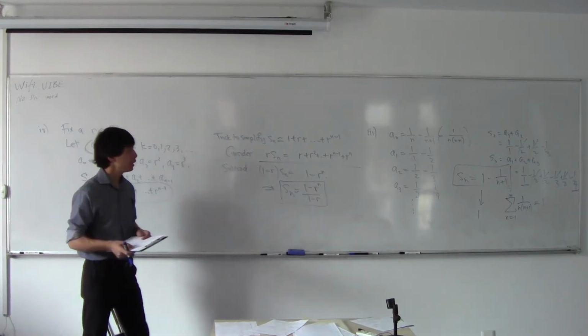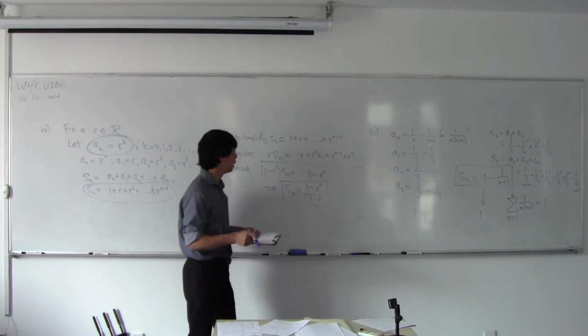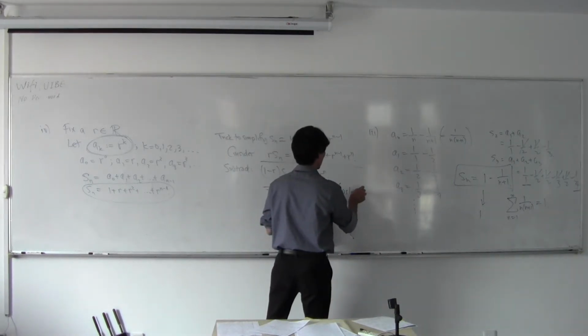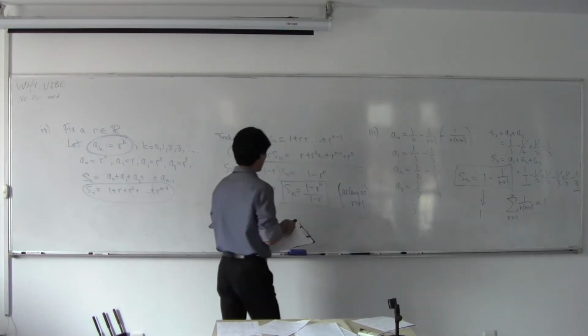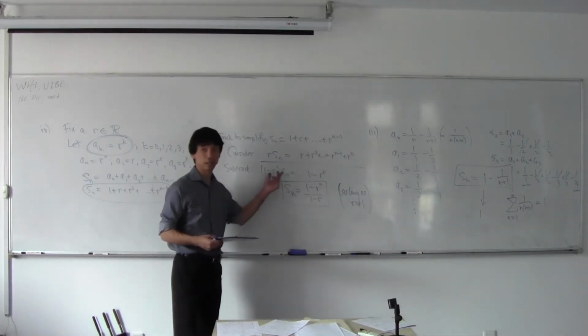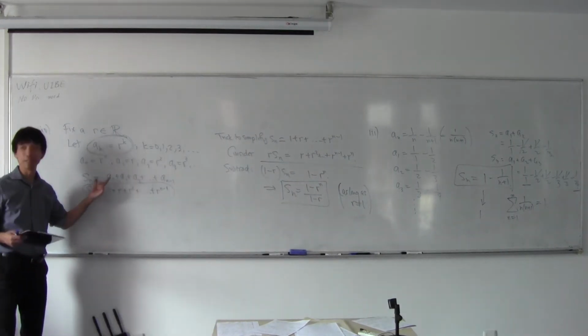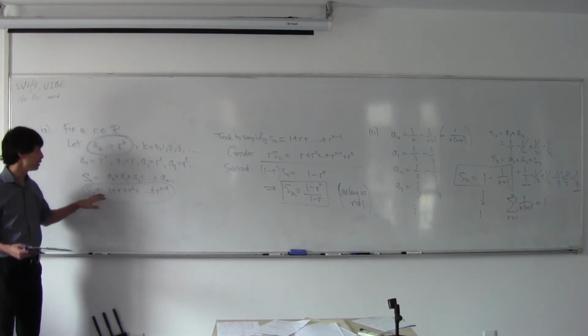Okay. Now, what happens to this as long as r is not equal to 1? If r is equal to 1, then we can't divide. But if r is equal to 1, then the partial sums are easy. It's just going to be 1 plus 1 plus 1 plus 1 plus 1. So it's just going to be n.